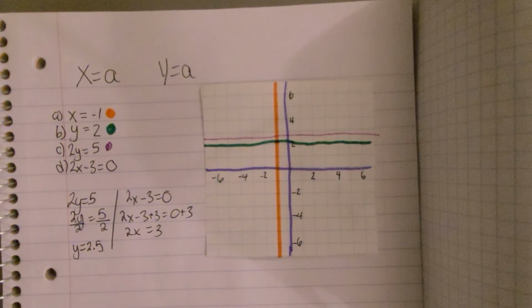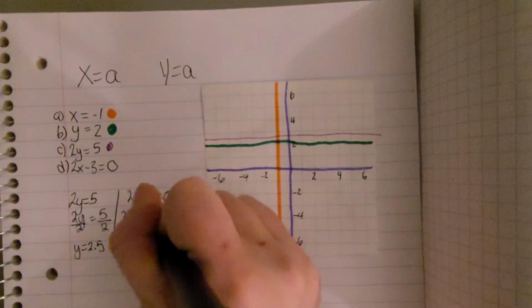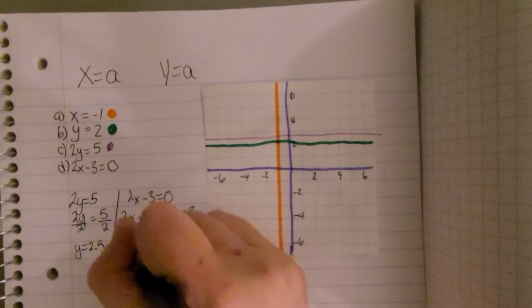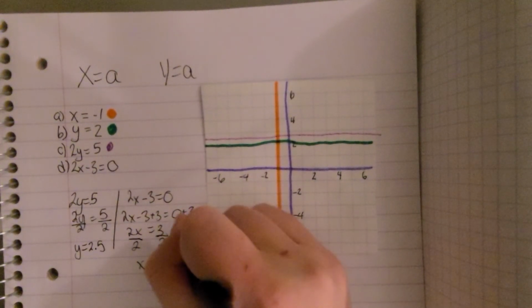Still one issue here, and that issue is I have 2x is equal to 3. I need to figure out what my value of x is. So in order to do that, I'm going to divide both sides by 2. I'm going to find out that x is equal to 3 over 2, or if it's easier for you, 1.5.